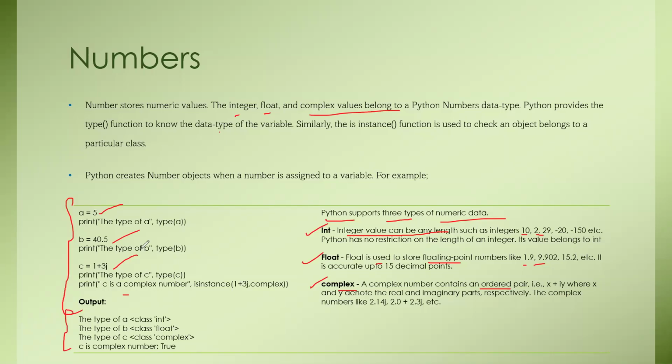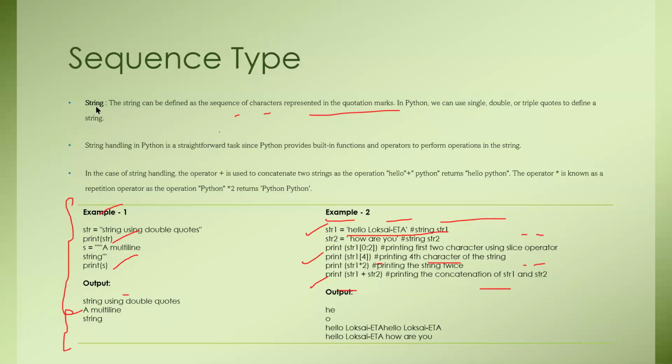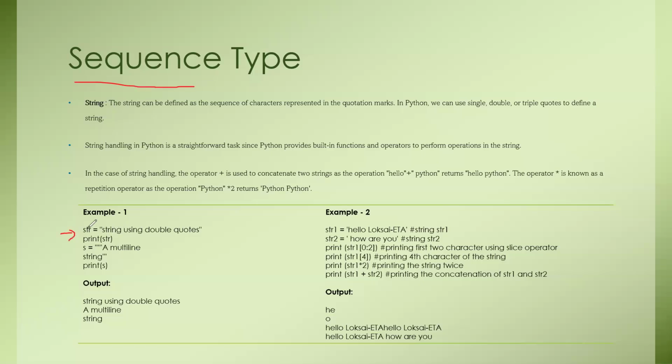Similarly, how to declare your sequence type. A sequence type means a string, which can be defined as a sequence of characters. The terminology might look strange, but it is nothing but a string of characters, that's all. If I declare a variable and assign a string of characters using double quotes, this is called a sequence type. Just like how we used x equal to hello. Clear? A variable can have a string of characters.